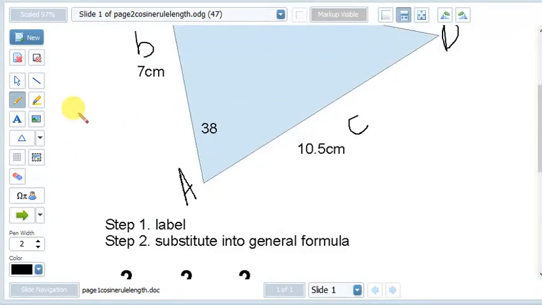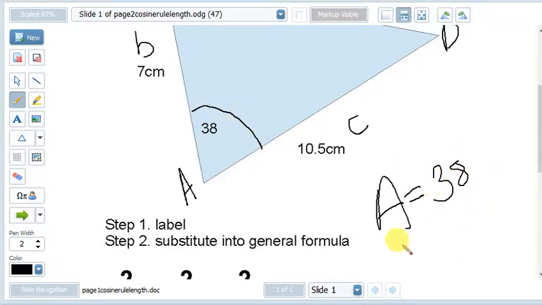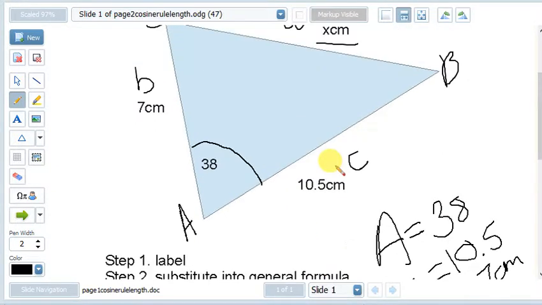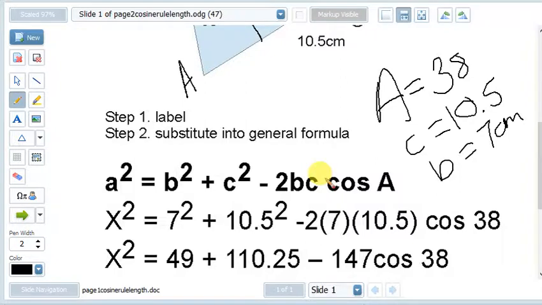So we know that capital A, that's angle A, is 38 degrees, and we'll use little c is 10.5, and little b is 7 centimeters. Okay, so what we do is we recognize the cosine rule, and that is when you've got two lengths and the included angle. So you've got that length which is connected to that length and then the angle between the two of them, and then that means it's cosine rule.